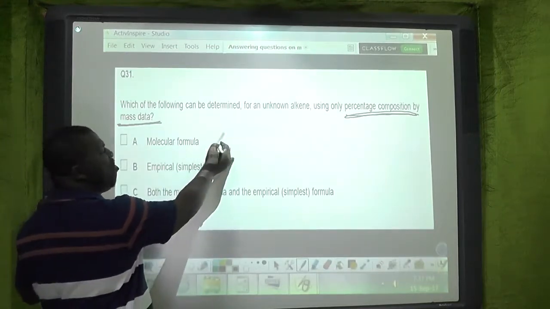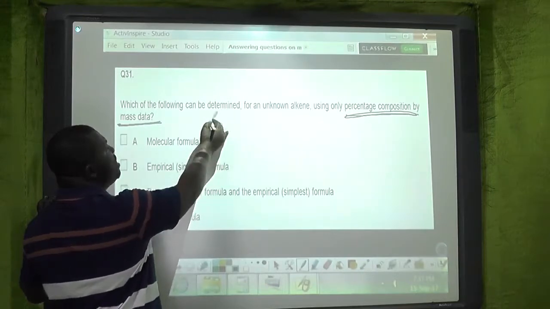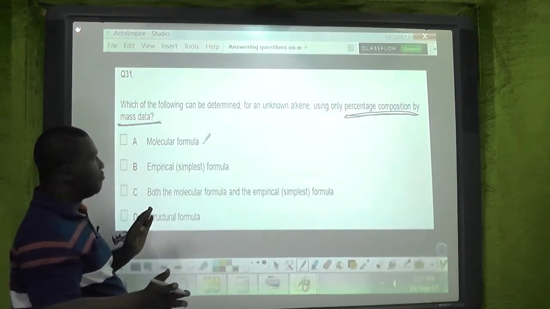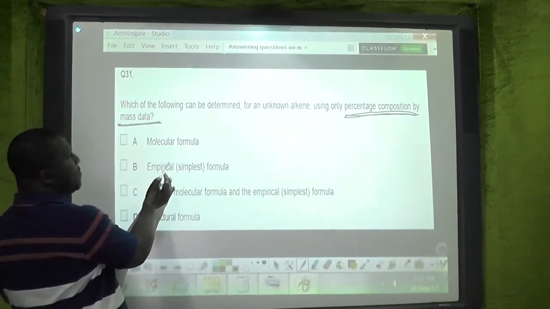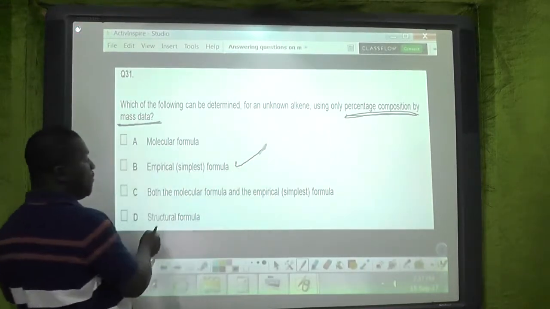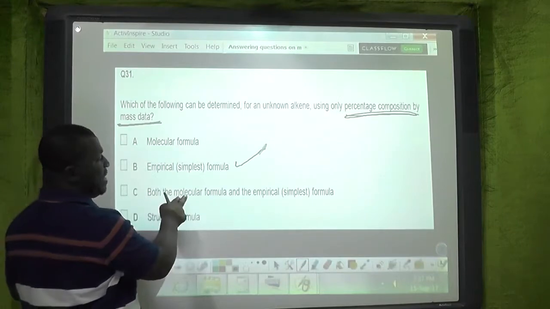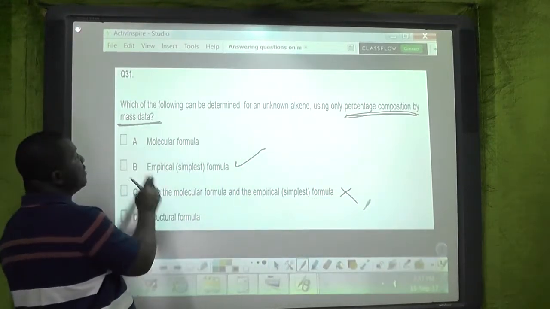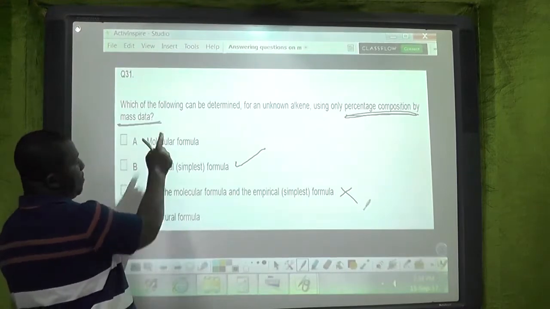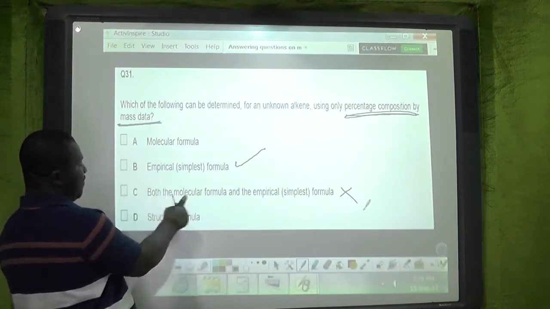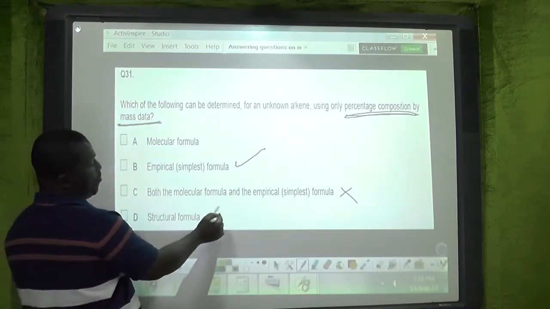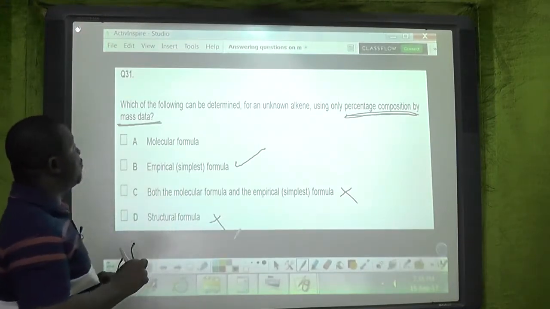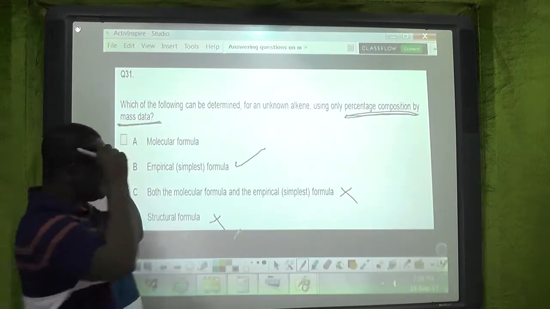Percentage composition by mass. Is it molecular formula? No. For you to get the molecular formula, you need the empirical formula and molecular mass. Empirical formula, of course, is the only thing you need. But let's go further. Both the molecular formula and empirical formula, no. You need 2 things for that, but here you only need 1 thing, so we can't say both. Structural formula, of course, not this. So my answer will still be the simplest formula or empirical formula. I need the percentage by mass.